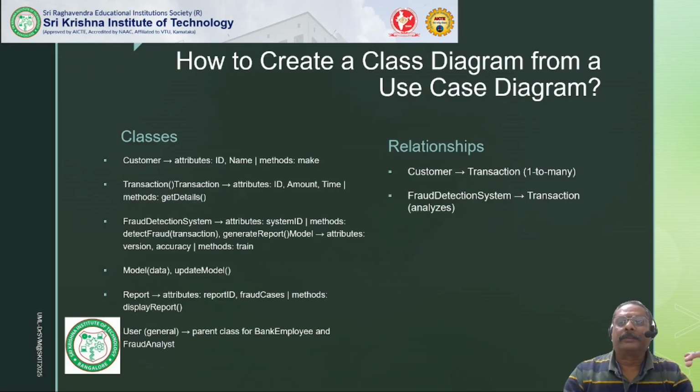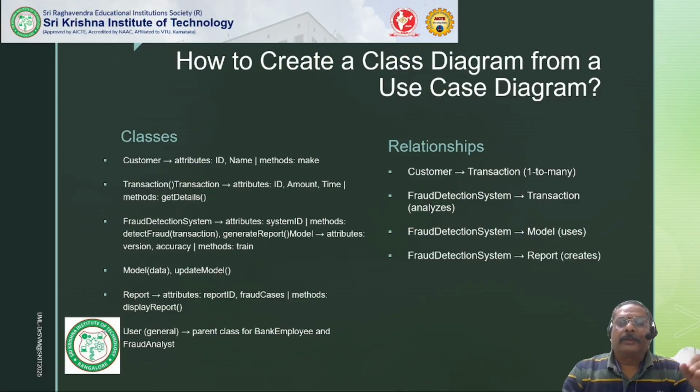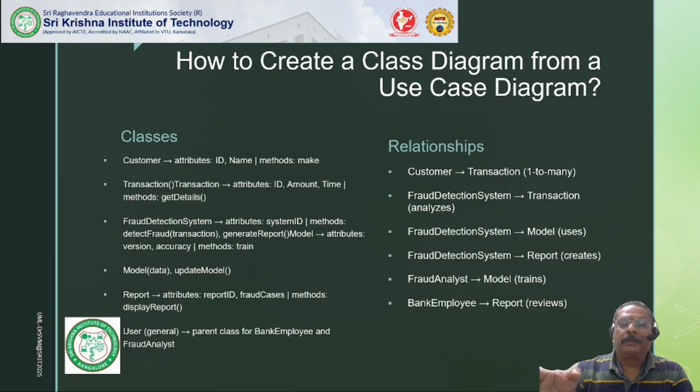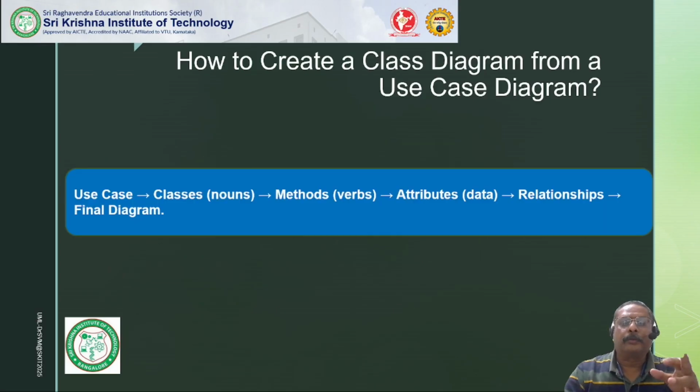The fraud detection system has a connection with the transaction. It is used for analyzing. The fraud detection system is connected with the model. It also has a connection with the report, so there is a relation between the fraud detection system and the reporting system, and it creates the report. The fraud analyst is related with the model; here the fraud analyst trains the model. The bank employee is related with the report; the bank employee reviews the reports.